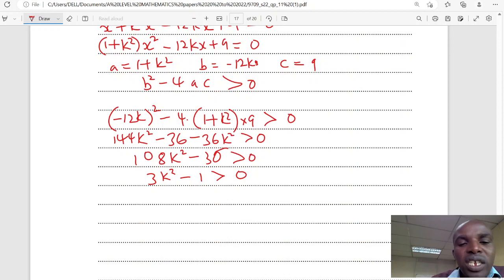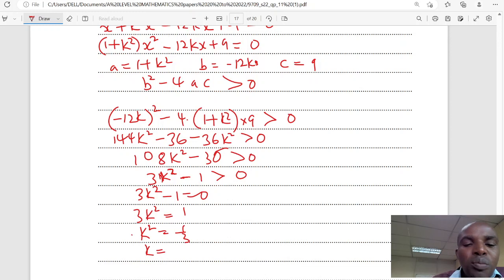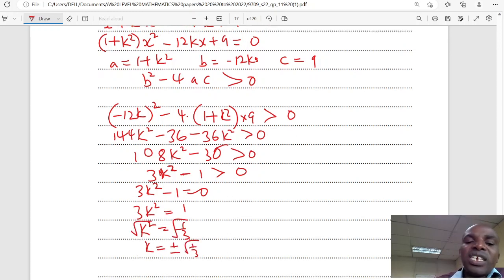Then from this one, you can find the critical values of k in this case, right? Because 3k squared minus 1 is equal to 0. What are the critical values? 3k squared is equal to 1. Then k squared is equal to 1 over 3. So k is equal to, you put square root on both sides, plus or minus 1 over root 3, like this.